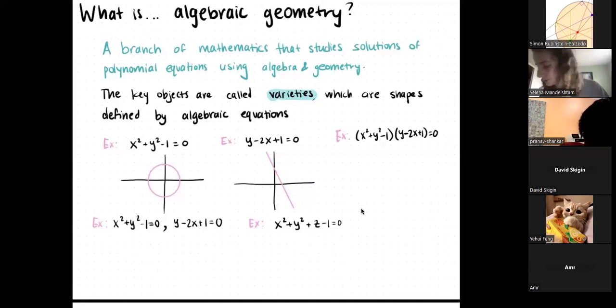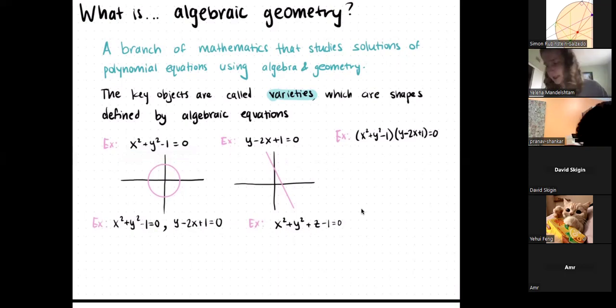So I could write down a polynomial, x squared plus y squared minus 1, and ask where it's equal to 0. And so, if we move the 1 to the other side, we get x squared plus y squared equals 1. And hopefully you recognize that that is this circle right here. So this circle is the shape, and this is the algebraic equation that defines it. And this lives in the xy plane.